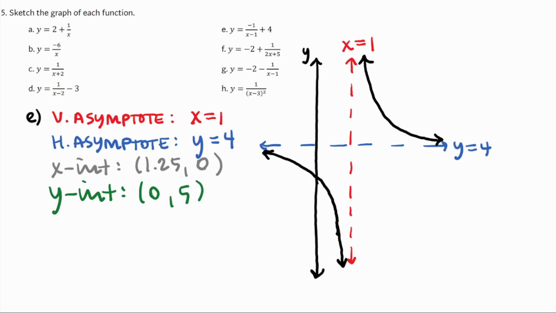And then the x-axis will be way down here, well below y equals 4, and I'll label my x and y-intercepts. So my y-intercept was (0, 5), and my x-intercept was x equals 1.25 and y equals 0. So that's about as good as I can do there, 1.25. All right, and that's the sketch.